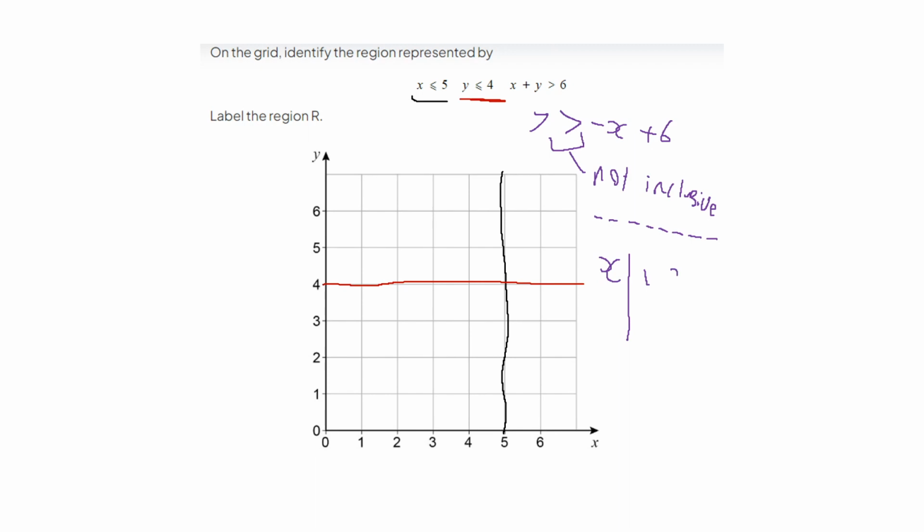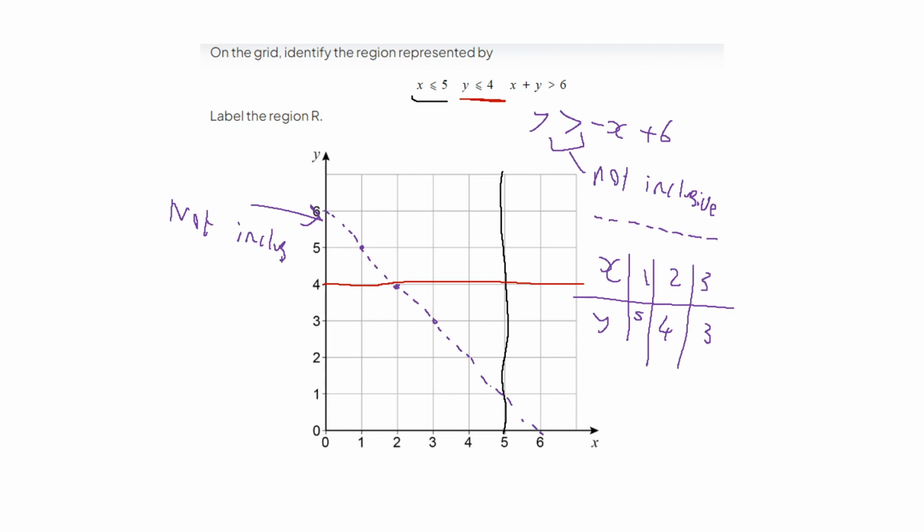So x is 1, 2, 3. Y is, okay, when we put x in minus x plus 6, that's going to be 5, 4, and 3. So let's put those points. 1, 5, 2, 4, 3, 5. And this time we're going to put a dotted line between them to show the examiner that we know that it's not inclusive to the line. It's only what's greater than the line. Does that make sense? So this is a solid line because it could be on the line because it's or equal to. But in this one, no. It's strictly greater than.